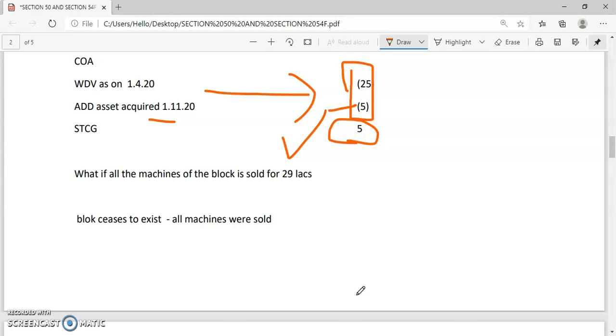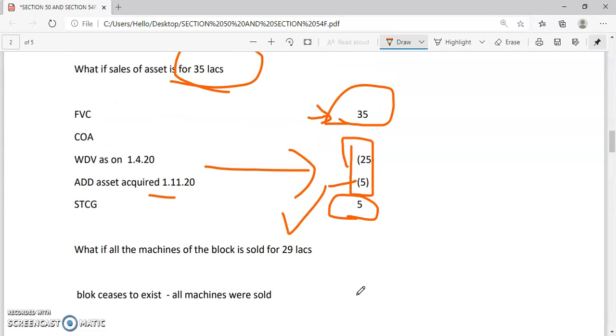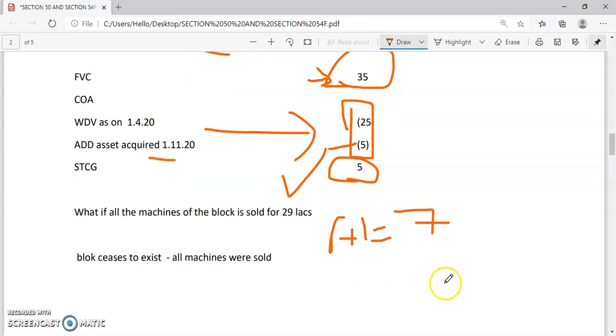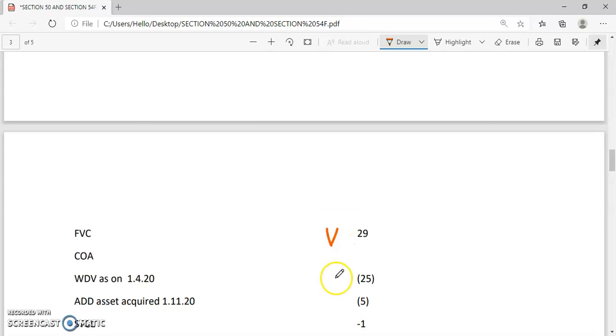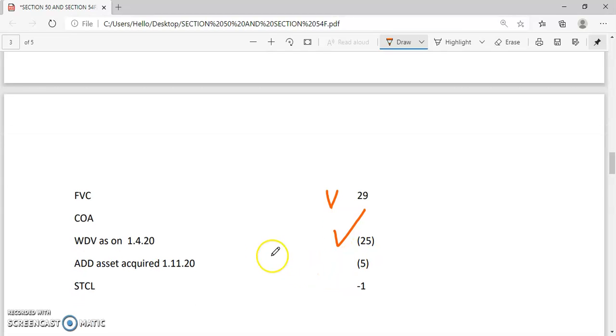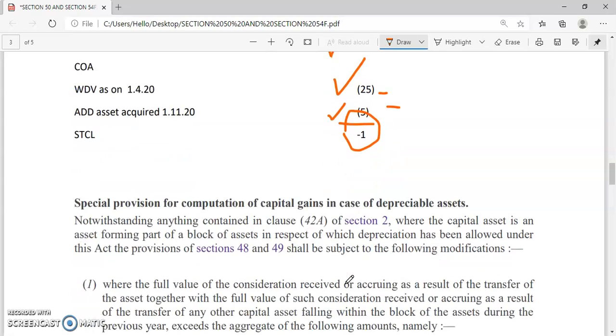Now, what if all the machines of the block are sold for 29 lakh? Here all the machines are sold for 29 lakh. That means the old 6 machines plus the 1 newly purchased machine, so all the 7 machines are sold. So the full value of consideration is 29 lakh. WDV as on the beginning of the year is 25. Asset acquired cost is 5. So the answer is 29 minus 25 minus 5, which is minus 1. So it will be termed as a short term capital loss.